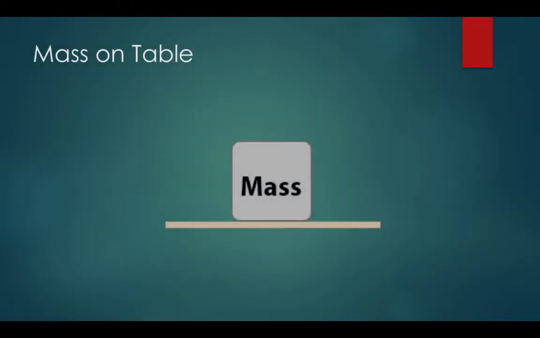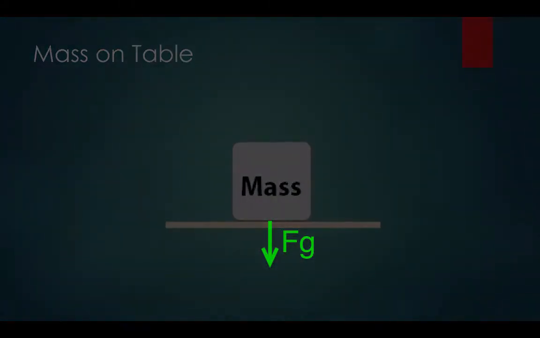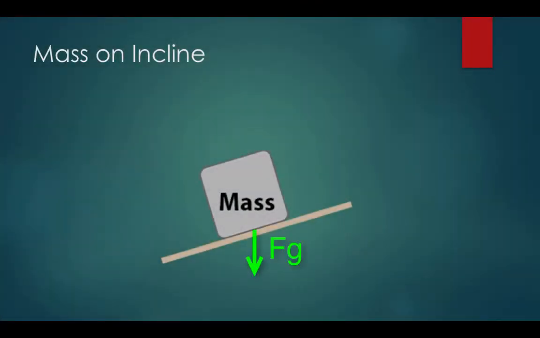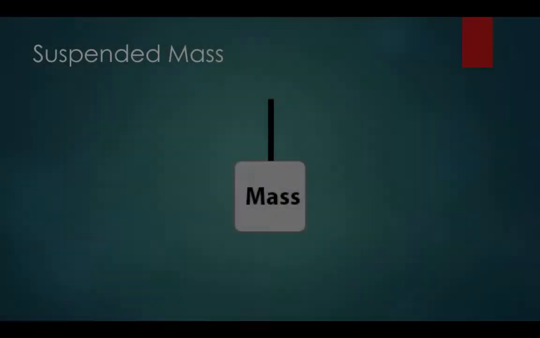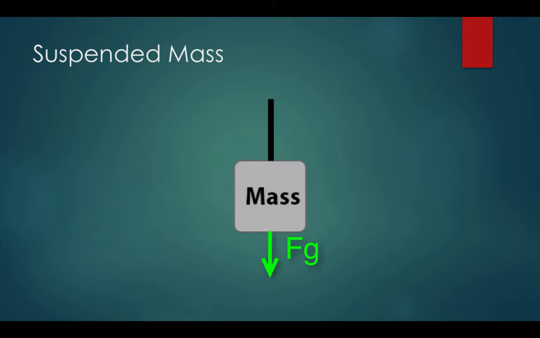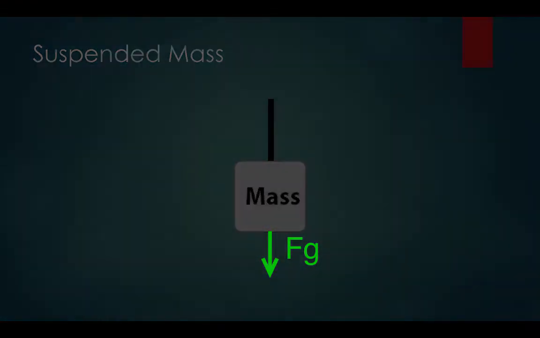For the mass on a table, Fg is still straight down, as is this mass resting on an incline. And for this freely hanging mass, the force of gravity is still straight down.